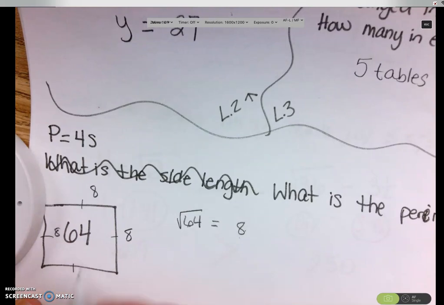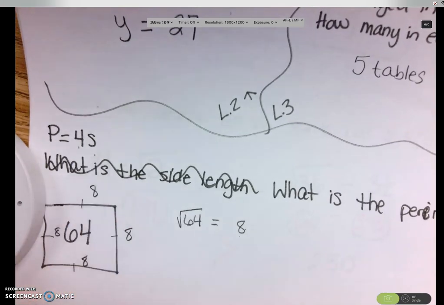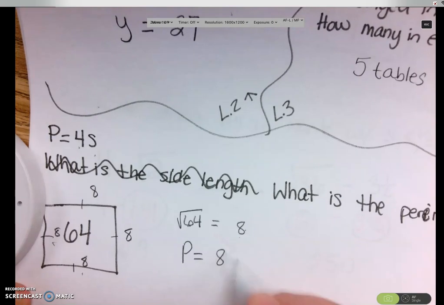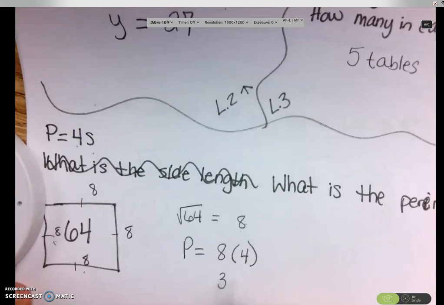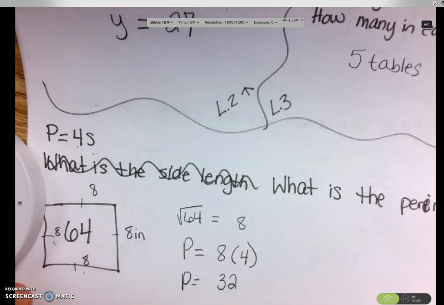How do I find perimeter? Well, I do 4 times the side, or I do all the sides added up. So 8 plus 8 plus 8 plus 8. So the perimeter is equal to 8 times 4. I should have switched that, but that's okay. 32. Whatever, if say it's inches, I want to make sure to label it inches because that will be a point.